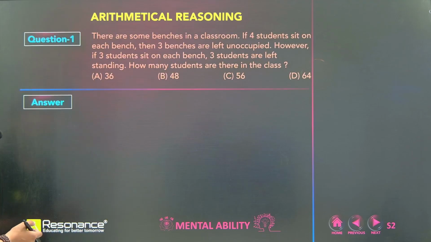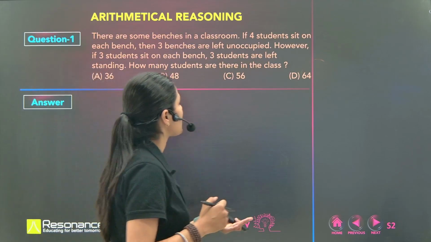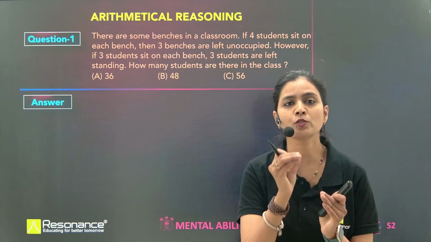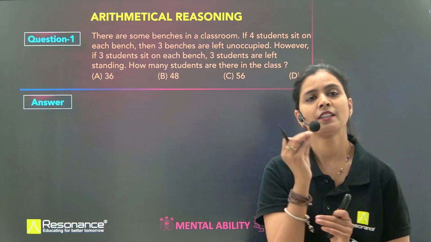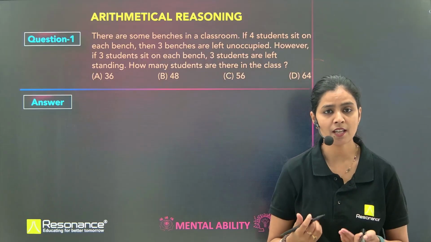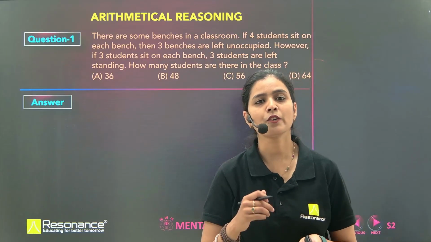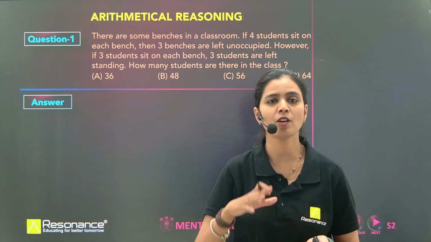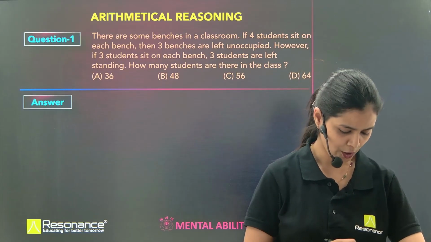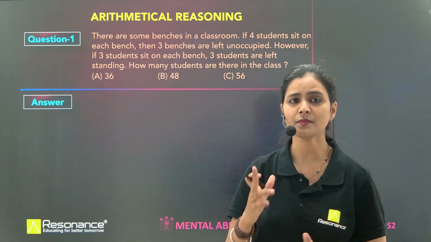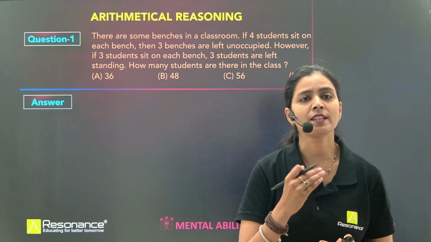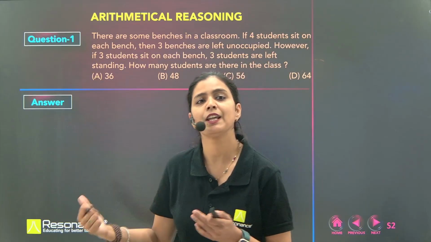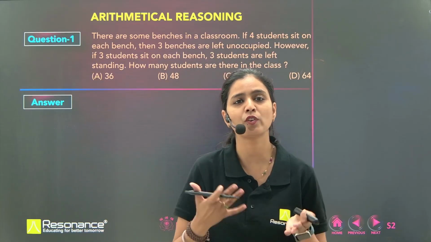Now, there are some benches in the classroom. It is saying that if 4 students sit on each bench, that means on one bench 4 students will be sitting. Now, if 4 students are sitting on one bench, then 3 benches will be left unoccupied, meaning on the rest of the 3 benches there will not be a single student. Now, if 3 students are sitting on one bench, then 3 students are being left out. That means there is no bench left for them to sit down.